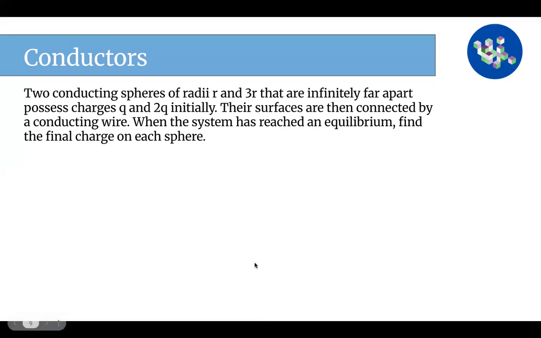All right, I'll start going over this problem. Okay, so let's draw a diagram first. I have two conducting spheres. One has radius small r. They're infinitely far apart, so I'll draw another one here. It has radius 3r, and they possess charge q and 2q initially. So this one originally has charge q, this one originally has charge 2q.